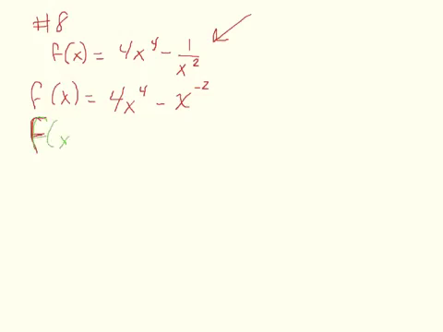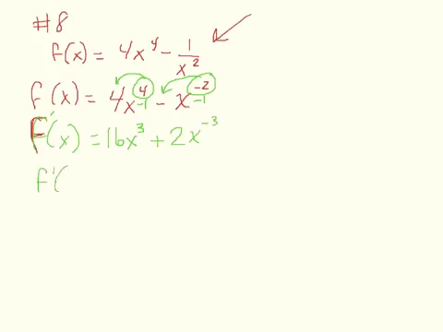So, derivative f prime of x. Take that 4, bring it forward, and you get 16x. Subtract 1 from your exponent, you get to the 3rd. Same process. Take that negative 2, bring it forward. Negative 2 times that negative gives you plus 2. Subtract 1 from your exponent. Negative 2 minus 1 is negative 3.